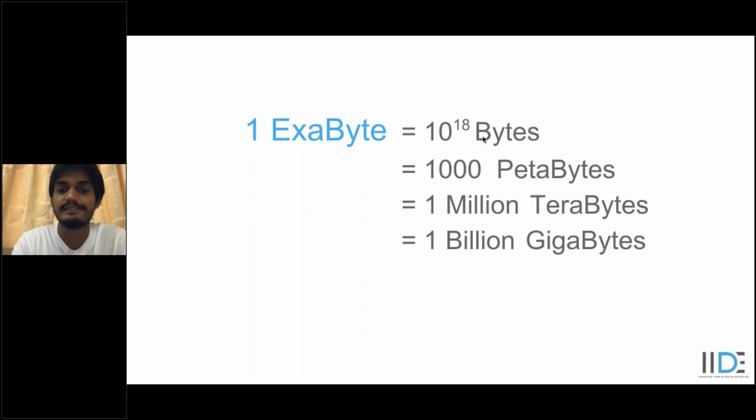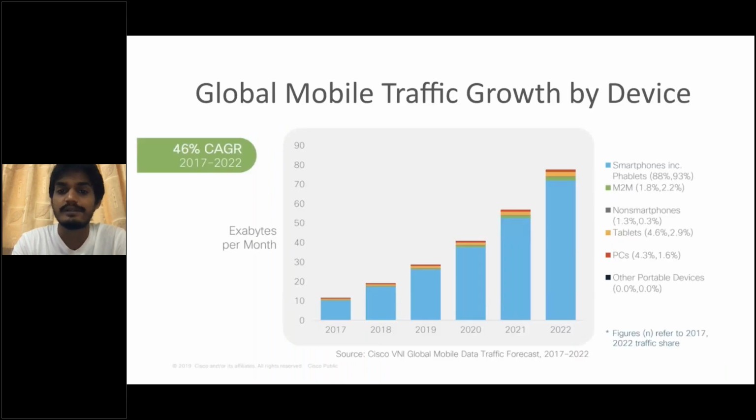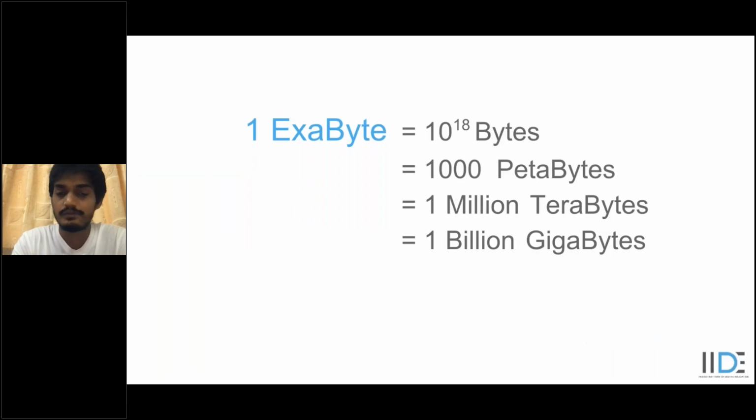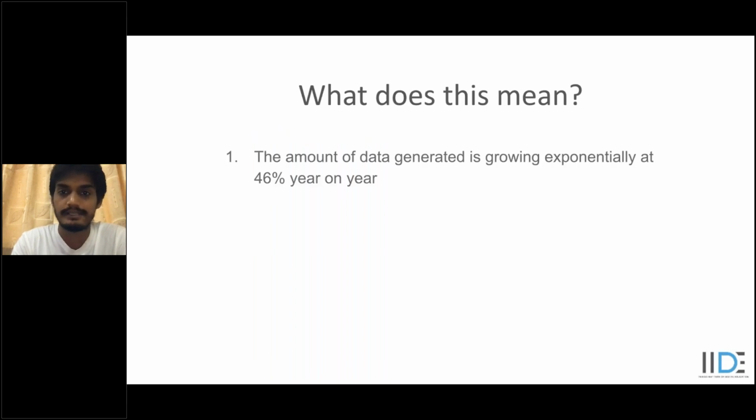And what we are consuming is anywhere around 40 to 50 exabytes of data. We, the human race, are consuming that much data per month. Now, there are some important insights that we can draw from this graph. First, obviously, the amount of data that is generated is increasing exponentially. That is 46% year on year.